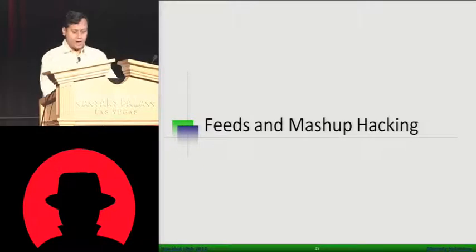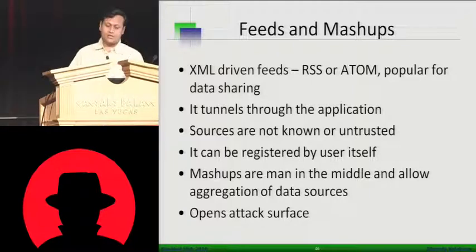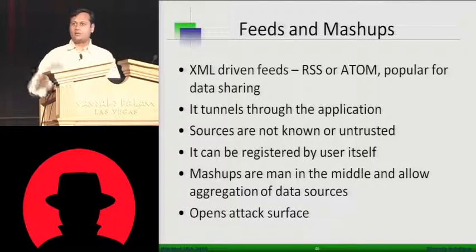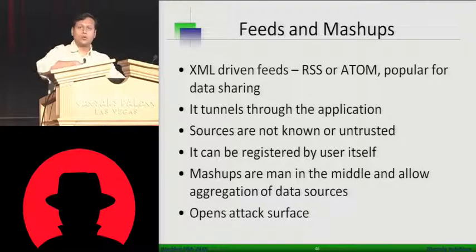Second is feeds and mashup hacking. So feeds and mashups are very popular. Feeds are RSS or Atom-driven components, which is essentially an XML document which comes back in the browser and gets loaded. It tunnels through the application. Essentially over here, the problem is RSS feeds which are coming and getting loaded in your browser are coming from untrusted sources. You have an application which says, okay, any RSS feed you can subscribe.